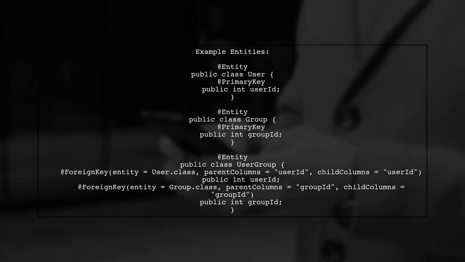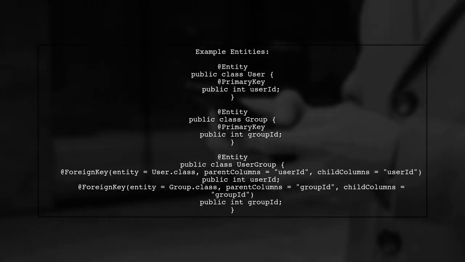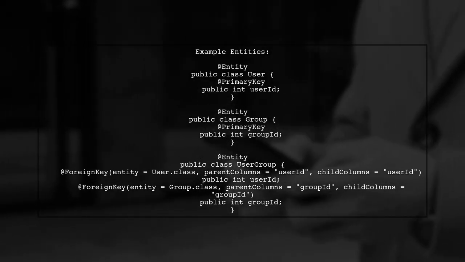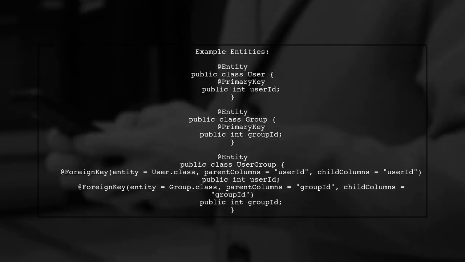Let's start with a many-to-many relationship. For this, we need to create a junction table that holds the foreign keys of both entities involved. In practice, you would define your entities like this. For example, a user entity and a group entity, along with a user group junction entity.